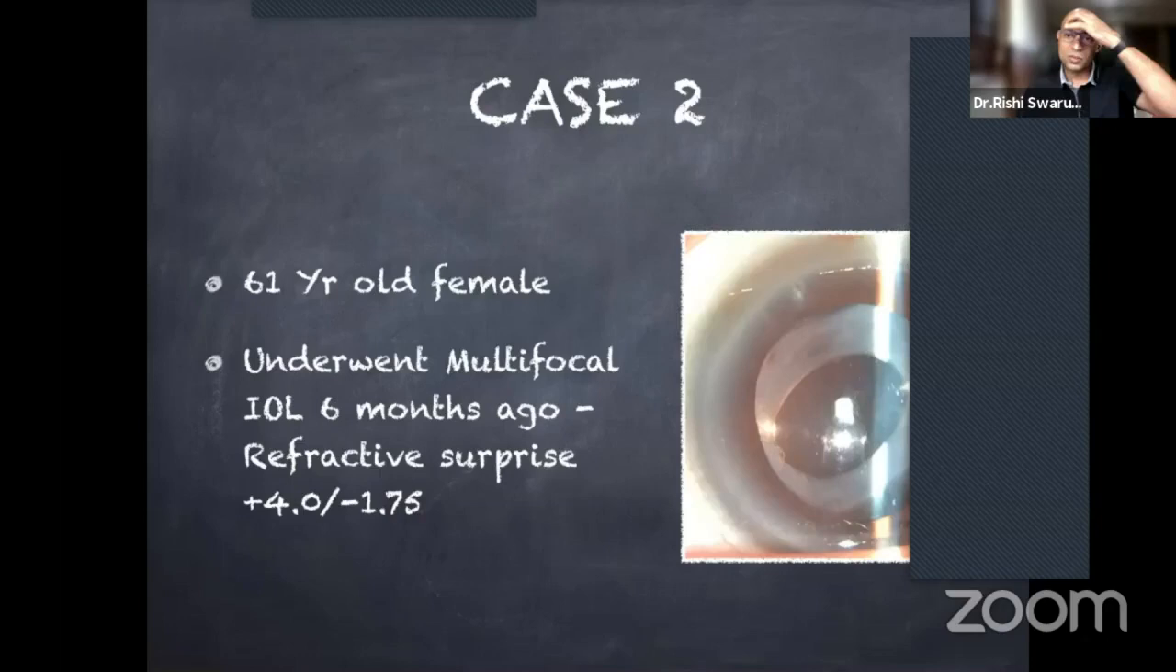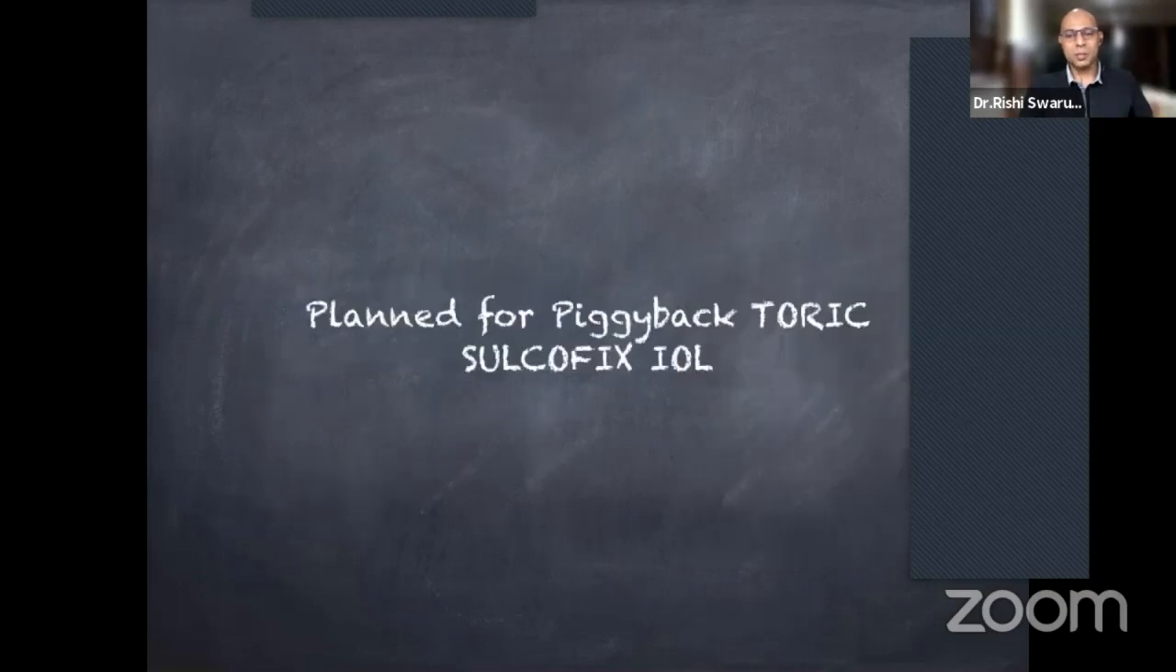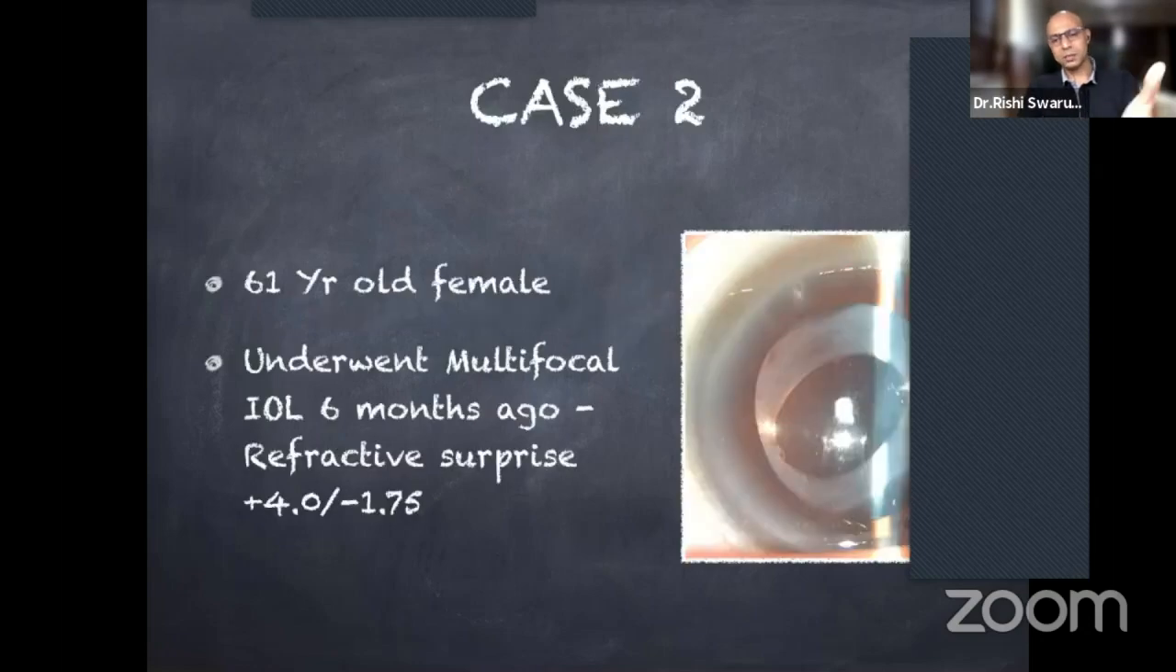This is one more interesting case. A 61-year-old female, had a multifocal, but ended up with a +4 refractive surprise with some cylinder as well. So the patient was extremely unhappy. So I decided to do a piggyback Sulcofix IOL, which is the sulcus fixated lens available from AIOC 2021. You can see there's also some capsular phimosis and fibrosis.